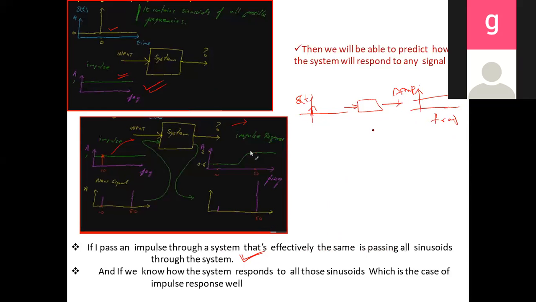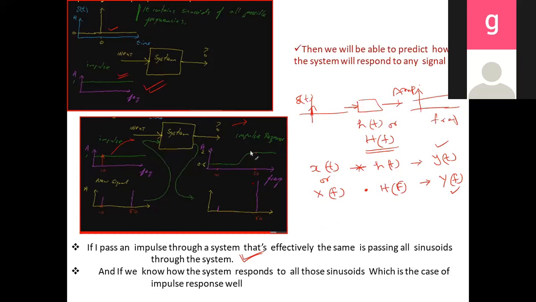Once I know the impulse response of the channel, h of t or h of f, then for any possible new input, let it be x of t in the time domain or x of f in the frequency domain, since I know the impulse response in the time domain and the frequency domain, I can easily obtain the output for any new input, through convolution or through multiplication, y of t or y of f. That is what is shown here.